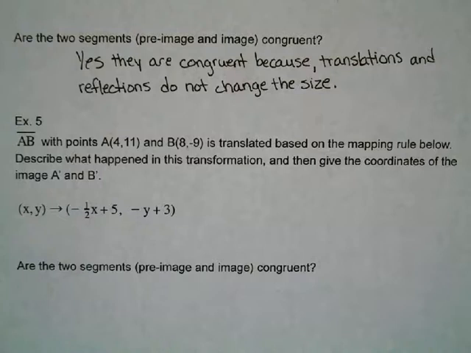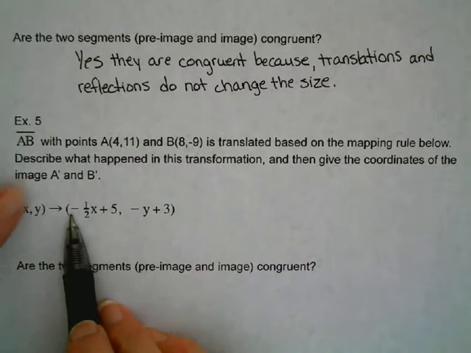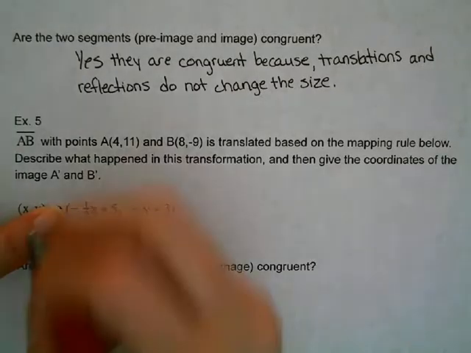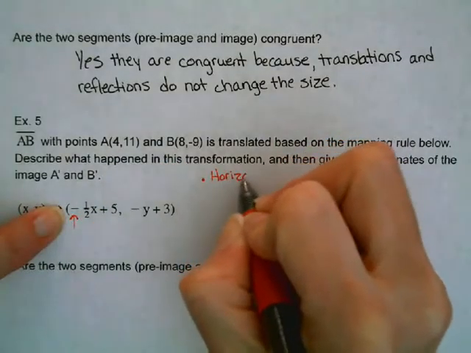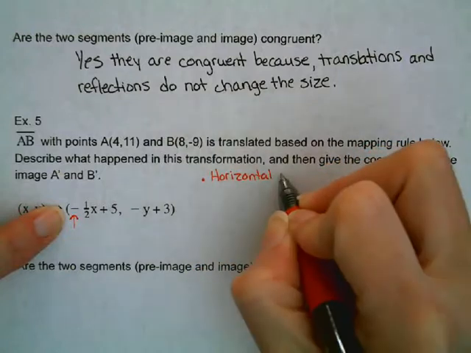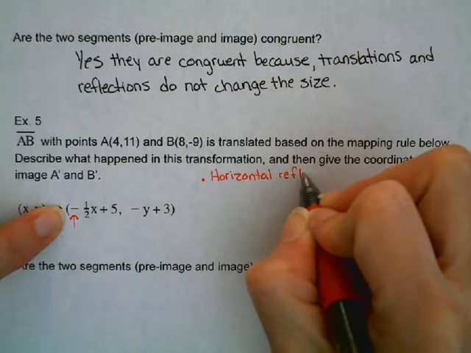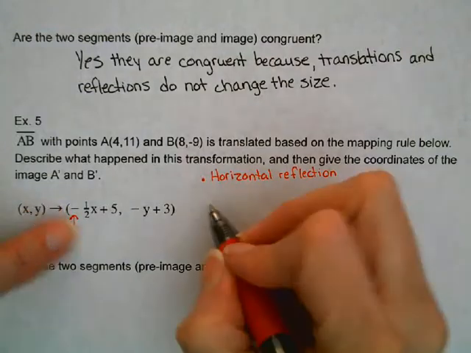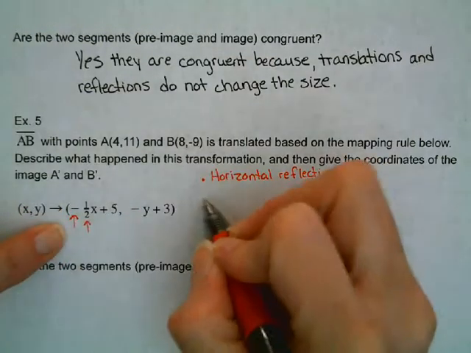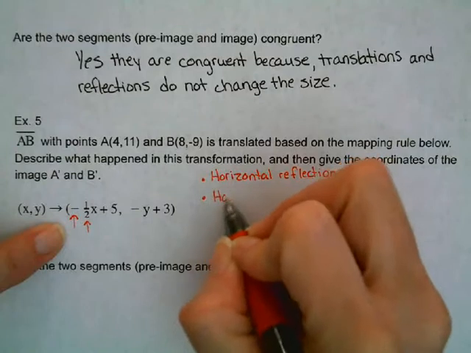Okay, so now we have another one. This one says we have segment AB is translated based on the mapping below. Describe what happens in this transformation, then give the coordinates of A and B. Are these two congruent? Okay, so you're going to look and see what's happening in this one. It doesn't matter where you start. I sometimes like to start if I see a negative sign. So the first thing I see here, there is a negative in front of the x, so I'm going to say that is a horizontal reflection. Or you can say a flip over the y-axis.